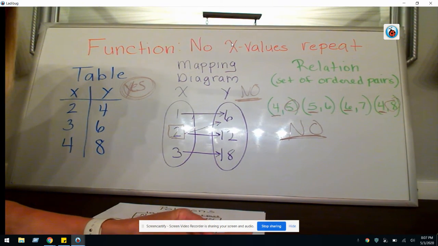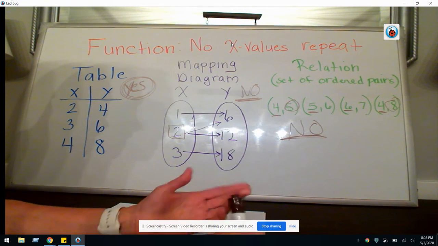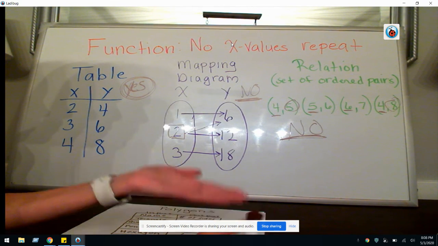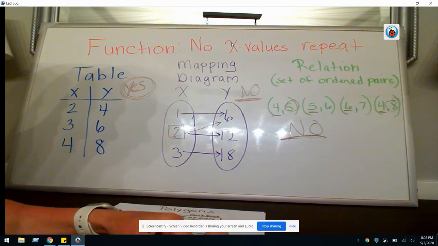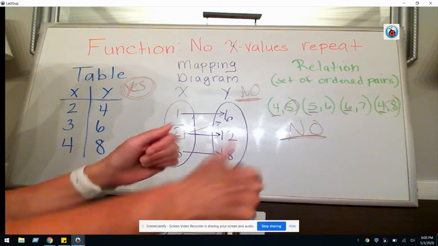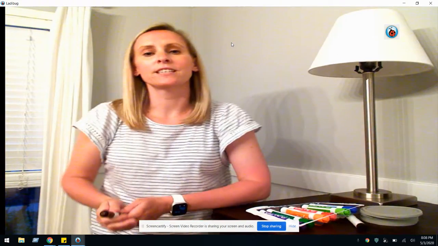And that's it, okay? That's what you need to know about functions, at least for today. If the x values do repeat, not a function. If none of the x values repeat, then you're all good. It's a function, okay? So that's your lesson for today.